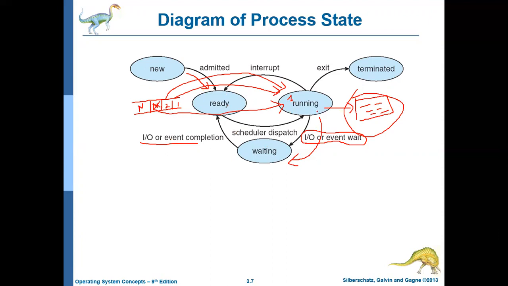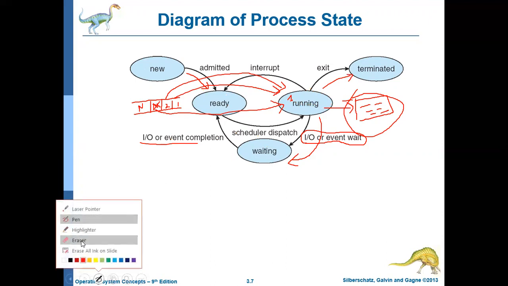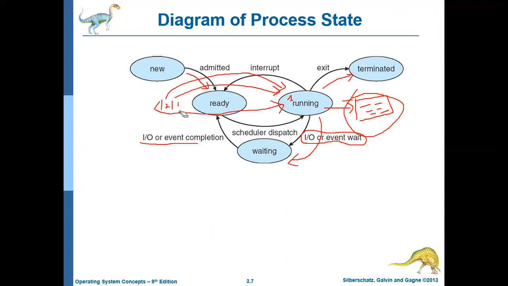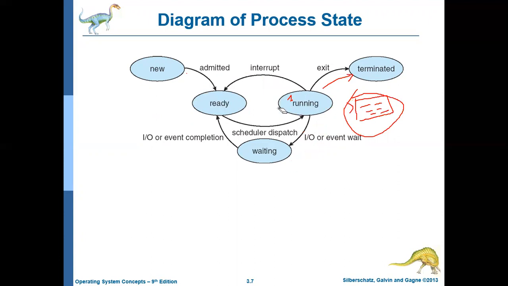So while executing, the particular process has completed all its instructions and it has finished execution. Then it will get into the terminate state. Okay. So this is the life cycle of a process. So during its lifetime, a process may enter into all these 5 states.